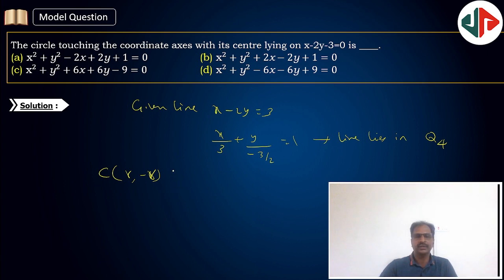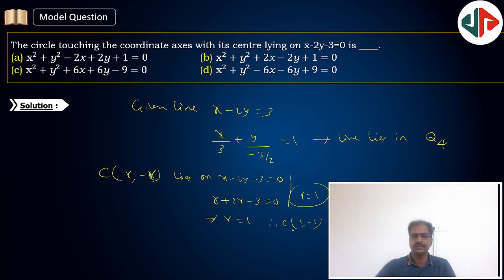Now given that the center lies on the given line, substitute this: r plus 2r. From this, r is equal to 1. Therefore the center is (1, minus 1) and the radius is 1. Center is known, radius is known, you can write the circle equation. Option.